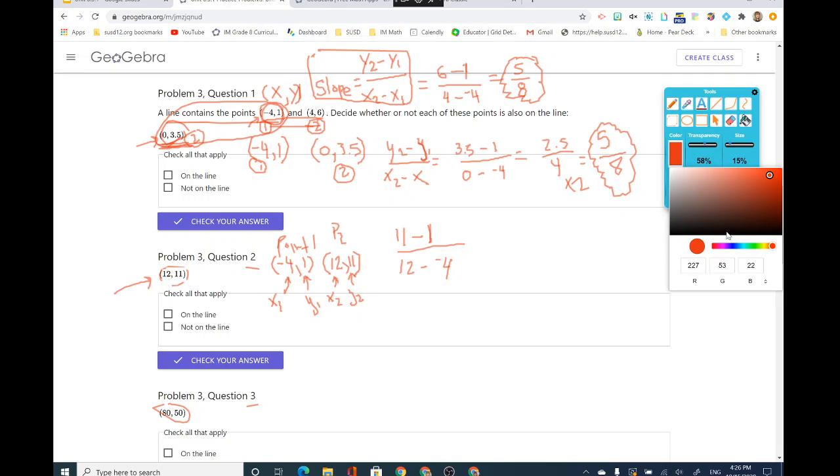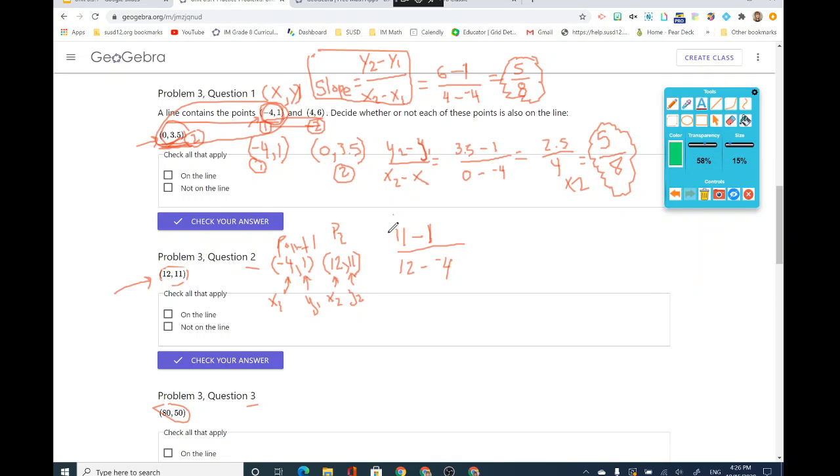When I say keep your points organized, what I mean is, look again. Here are points 2, Y2, X2. So if you have Y2 on top, Y2 minus Y1, then you need X2 minus X1. And these points here, they are the ones. Y1, X1.